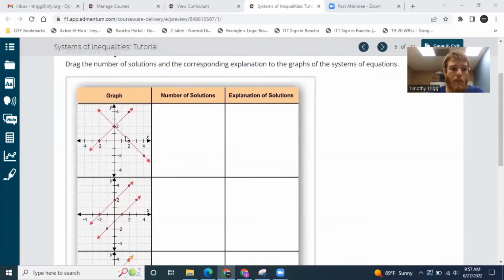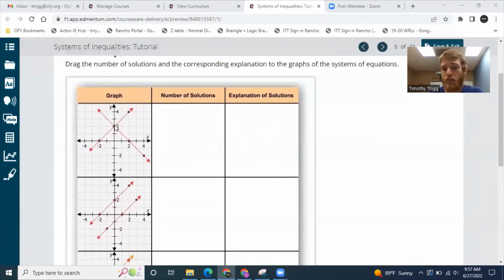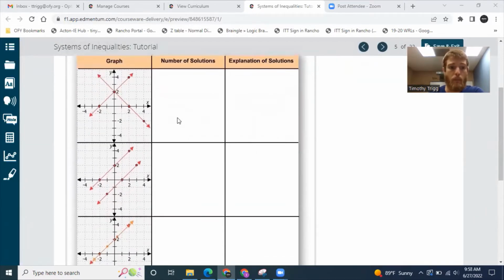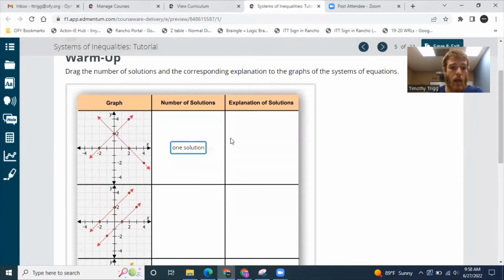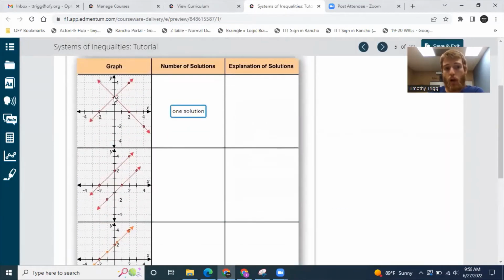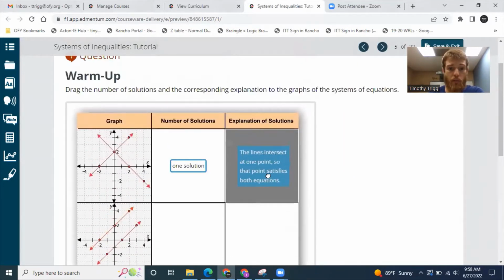So remember when we talked about the system of equations? When you have two lines and they cross in one location, basically that means that they have one solution. So this first graph has one solution. And you can see that the point where they cross is the solution. So the lines intersect at one point, so they have one solution.